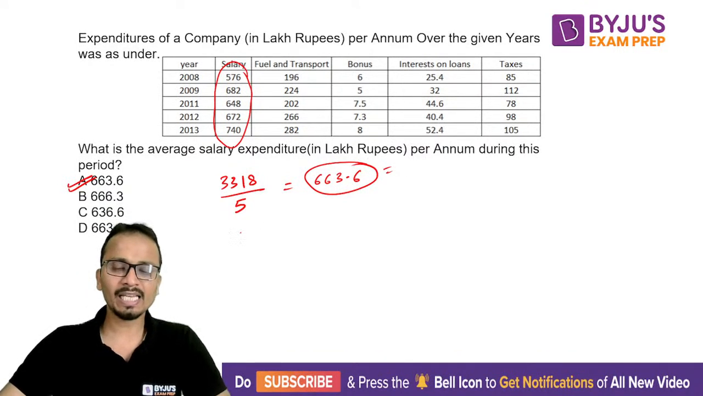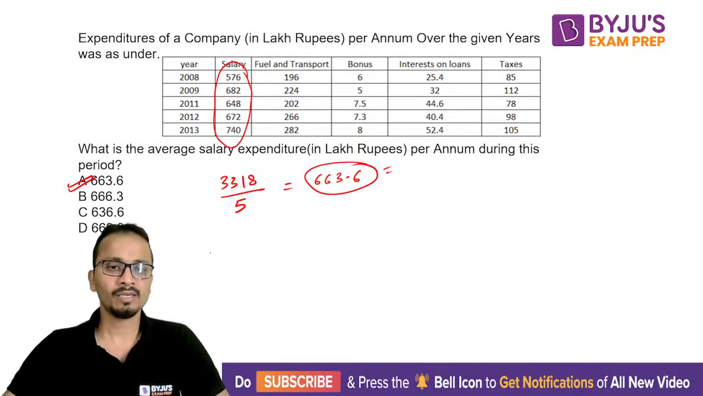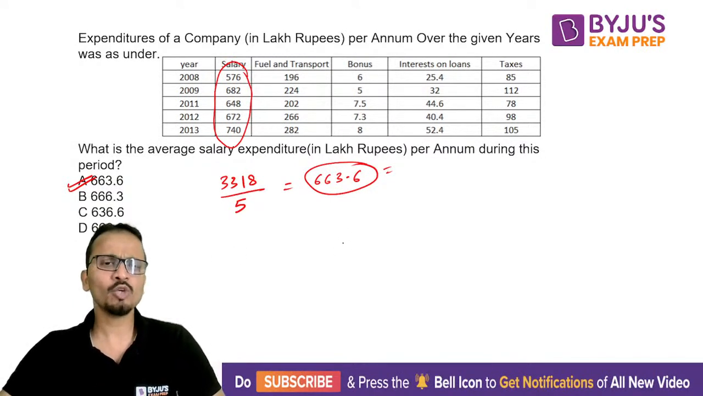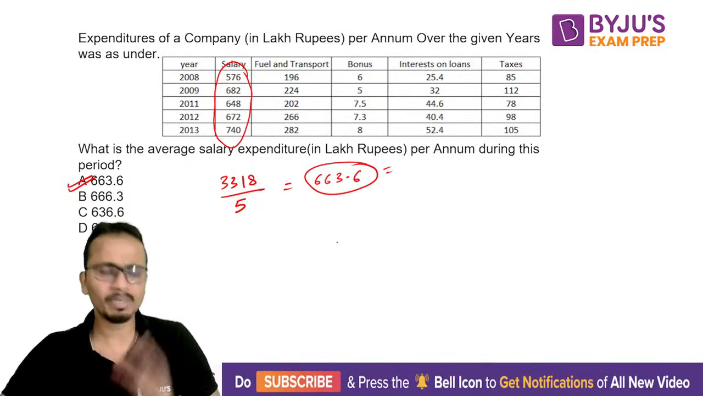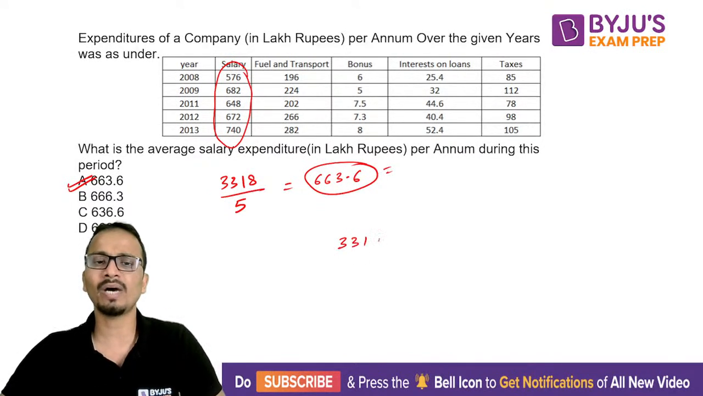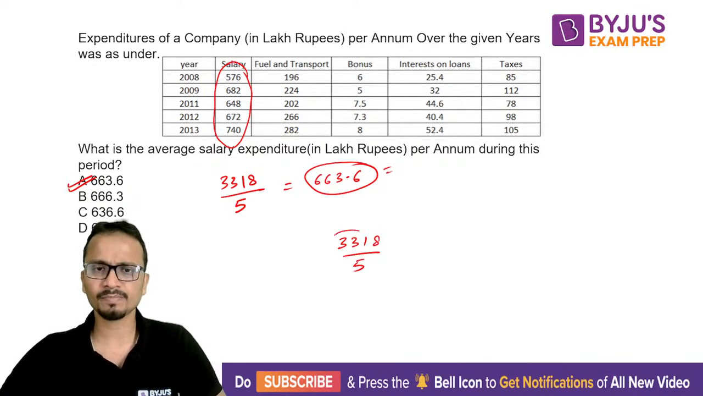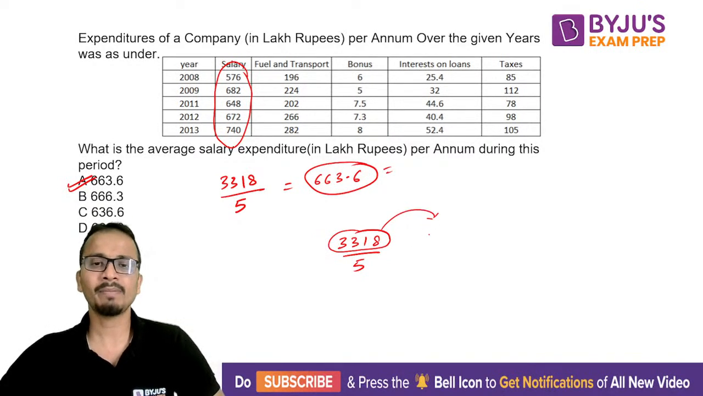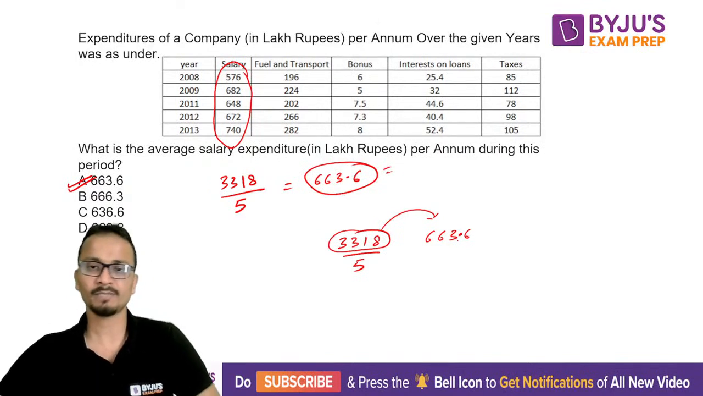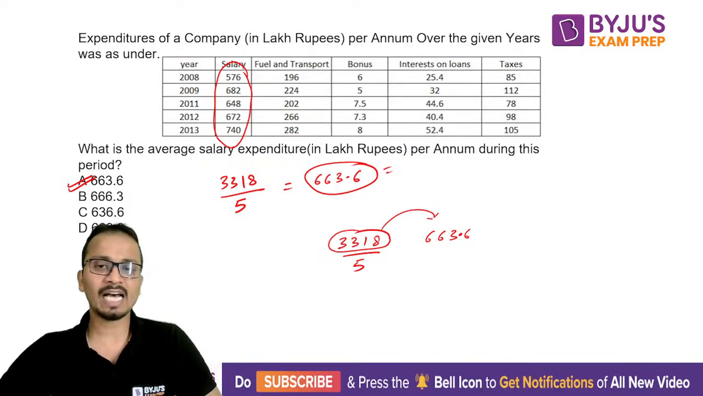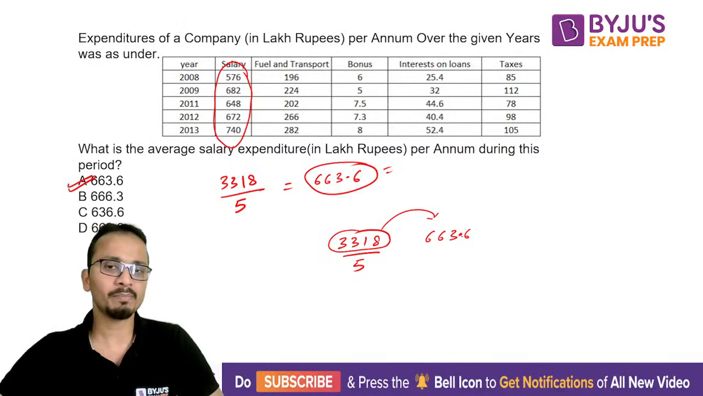Now, friends, I'll give you one small hack to save some time. Whenever you have a calculation in which you have to divide a number by 5, like here 3318 divided by 5, to make calculations faster, just double this number. 3318 multiplied by 2 will become 6636, and put a decimal before one unit. So what I have done is I have doubled this value and then divided it by 10. So 663.6.